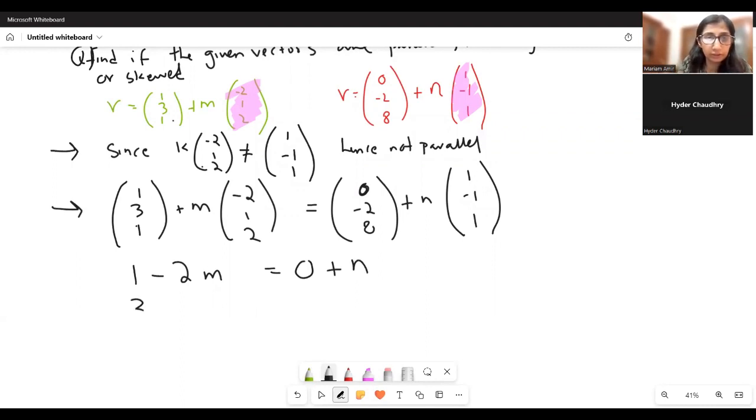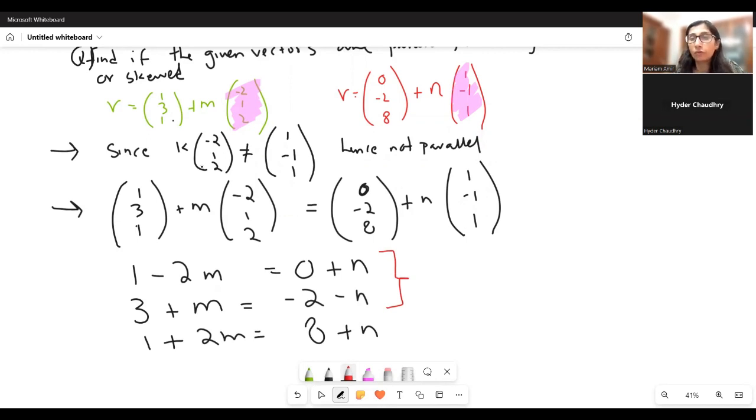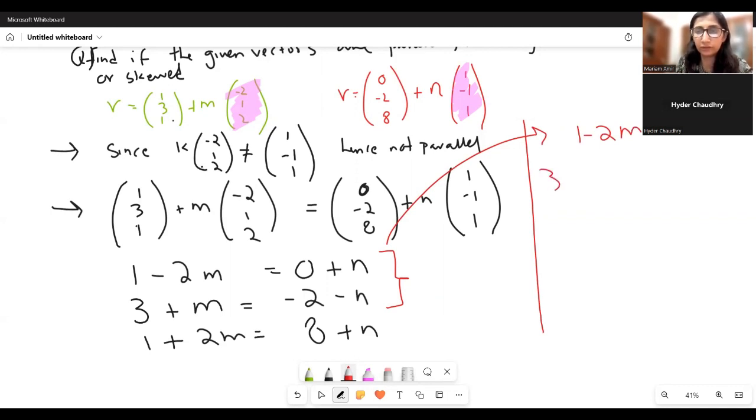So that's the first equation. Then it's 3 plus m equals minus 2 minus n. Second equation, 1 plus 2m equals 8 plus n. So solve these two simultaneously and find the values of m and n. We're going to do that here. It's going to be 1 minus 2m equals n. Substituted in the second equation, 3 plus m equals minus 2 minus (1 minus 2m). That is 3 plus m equals minus 2 minus 1 plus 2m.